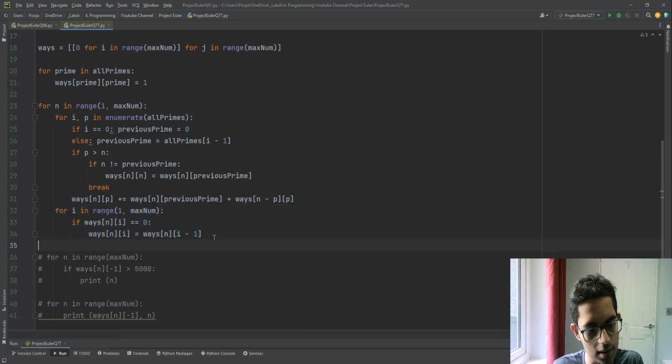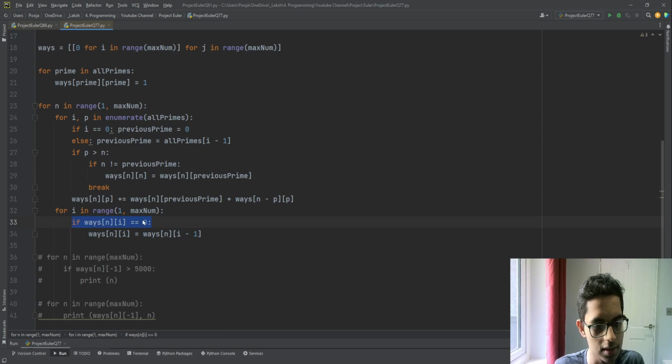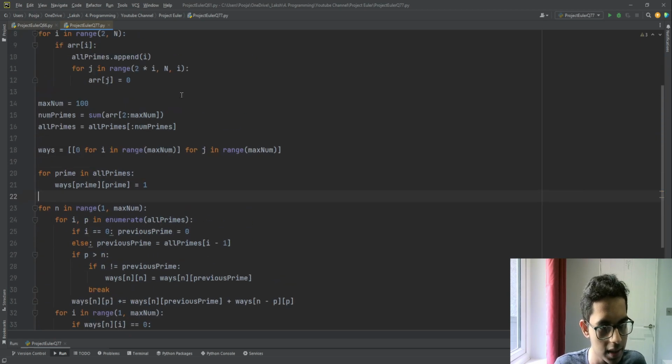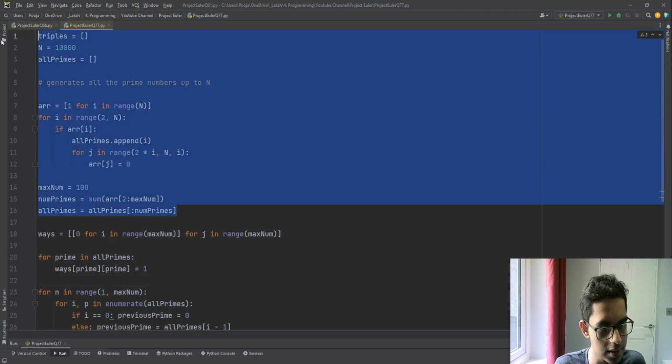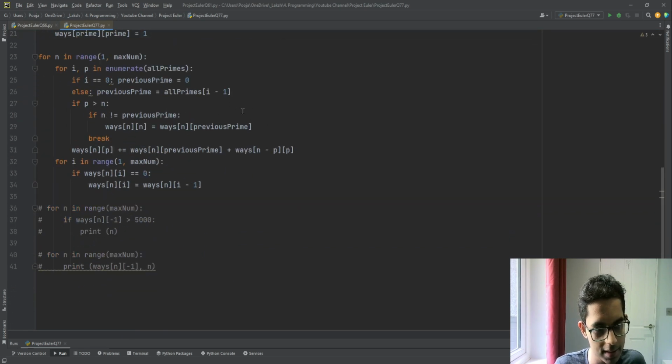We just need to make sure that the number of ways in which we can get to a non-prime number is the same as the number of ways in which we get to the previous number. And we know that it will be non-prime if the number of ways to get to there is 0, right? Okay, so that's just what we have over here. And what we had over here was the Sieve of Eratosthenes to generate the prime numbers. Okay, so that's basically it.